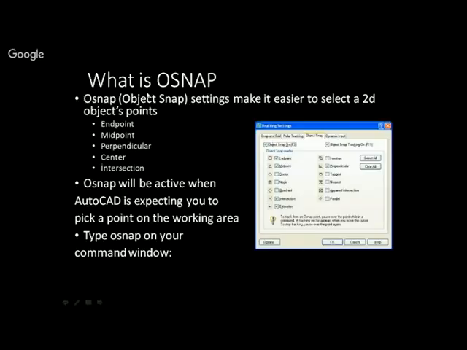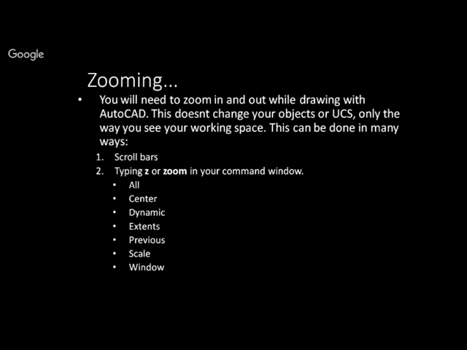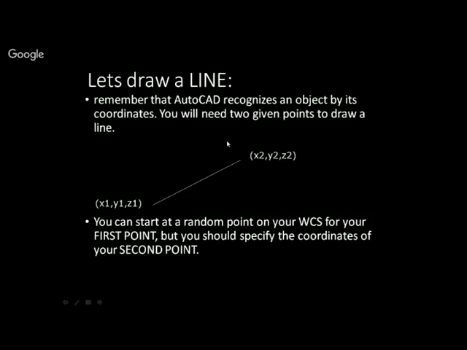Then there is one important thing, object snap. Right? We will be discussing it in detail when we come to it. With the examples we will be explaining it to you. This is to help you in the drawing. Then there is zooming. These are the various options: all, center, dynamic, extents, previous, scale, and window, which are available under zooming.